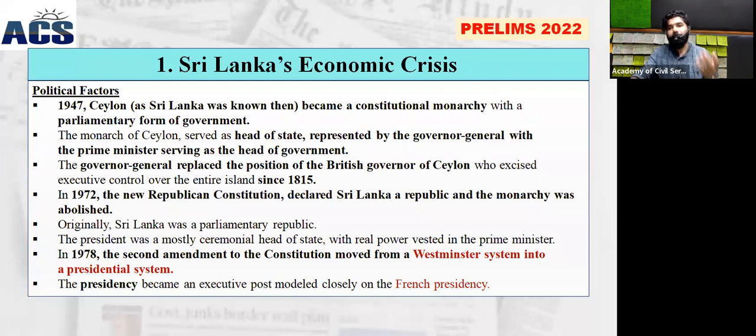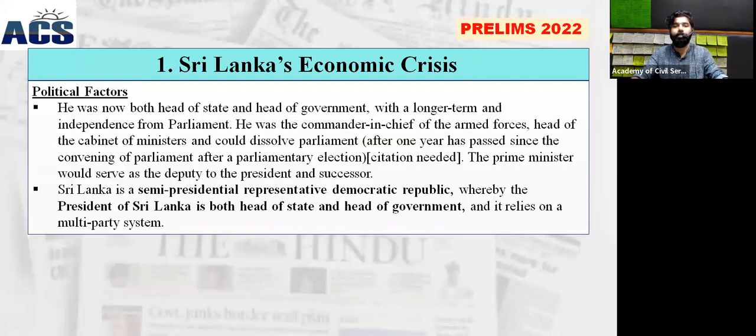So in polity, in your Laxmikanth, please revise the features of the parliamentary system of government and the features of the presidential system of government. Sri Lanka is one of the examples.